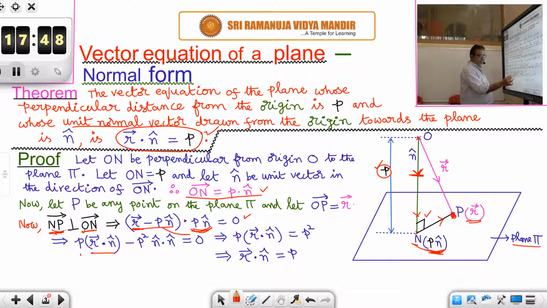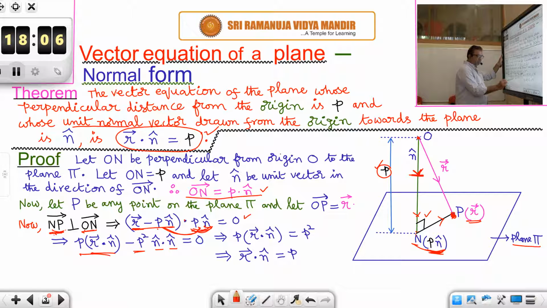Minus second vector, this into the dot product of this. Here also minus P is there. P is there here. So that is minus P square will come forward. That is a scalar. N bar dot n bar is equal to 0 on the right side.